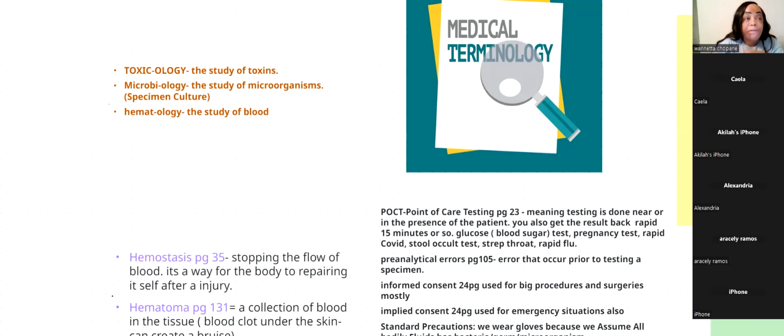Just know that if it goes to the toxicology department in the lab, that means the doctor is trying to find out if it's too much in the patient's system, in the patient's blood. Okay. Microbiology, the study of microorganisms. Remember, anything that's a culture, the doctor can order a culture on any of our bodily fluids. It could be blood, urine, saliva, mucus, throat.